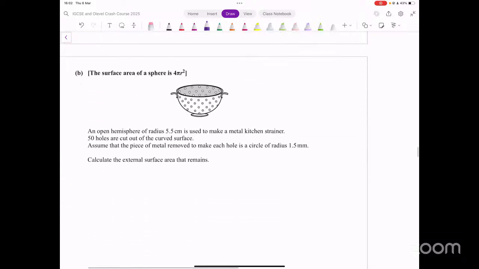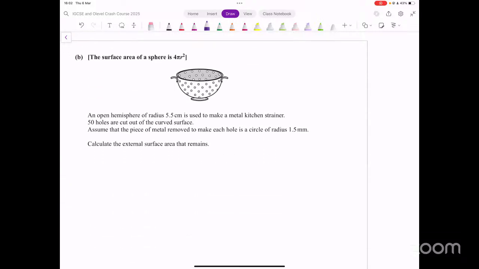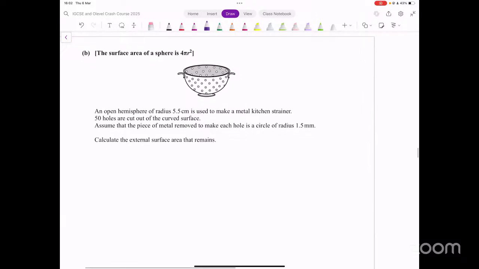Let's move on. Now it says the surface area of a sphere is 4 pi r squared. An open hemisphere of radius 5.5 centimeters is used to make a metal kitchen strainer. So we know the radius of this hemisphere. 50 holes are cut out of the curved surface. You can see that you have these holes cut out of this curved surface. Assume that the piece of metal removed to make each hole is a circle of radius 1.5 millimeters. Calculate the external surface area that remains.